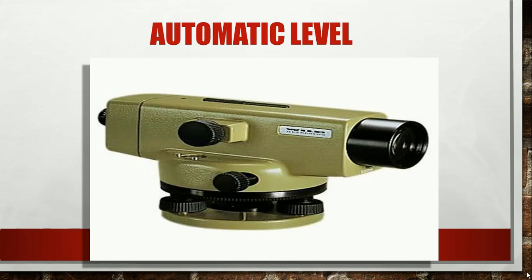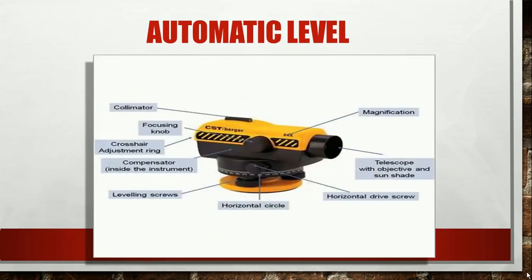As you can see, there is a telescope mounted over the circular plate connected with the three foot screws at the bottom. There is a focusing knob, a focusing screw, for focusing the object, and there is an eyepiece for focusing the eye level. So these are the basic components of auto level.